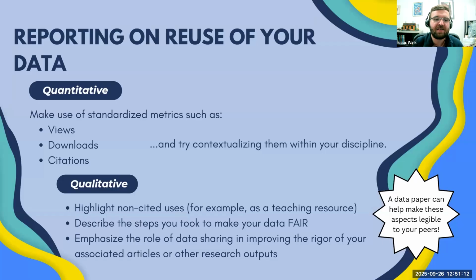Additionally, you can make some of this labor to make your data set reusable visible when you highlight and describe some of the steps that you took to make your data FAIR: findable, accessible, interoperable, and reusable, which will make it clear to your peers and to other decision makers what work went into that. And then emphasize the role that your data sharing played in improving the rigor of your associated articles and other research outputs that you might have.